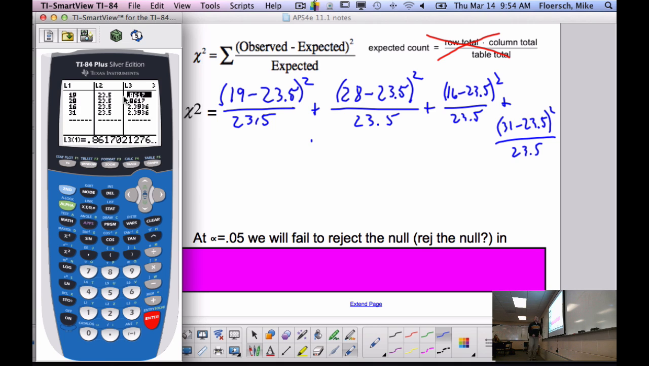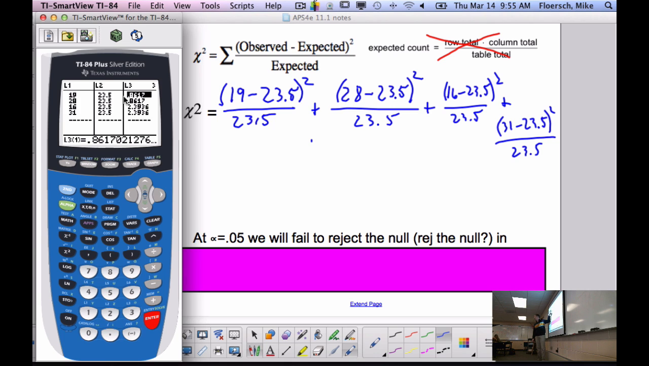Because here's what happens. What happens as these numbers get further apart? Let's say this is 19 and this was 55.5. We observed 19. They said it should be 55.5, right? That would have been a huge gap. And then I go and square it and then divide by the number. That's going to give me a huge number, right? Whereas if these are close, let's say this was 23.5. 23.5 minus 23.5 is 0. That would give me 0.